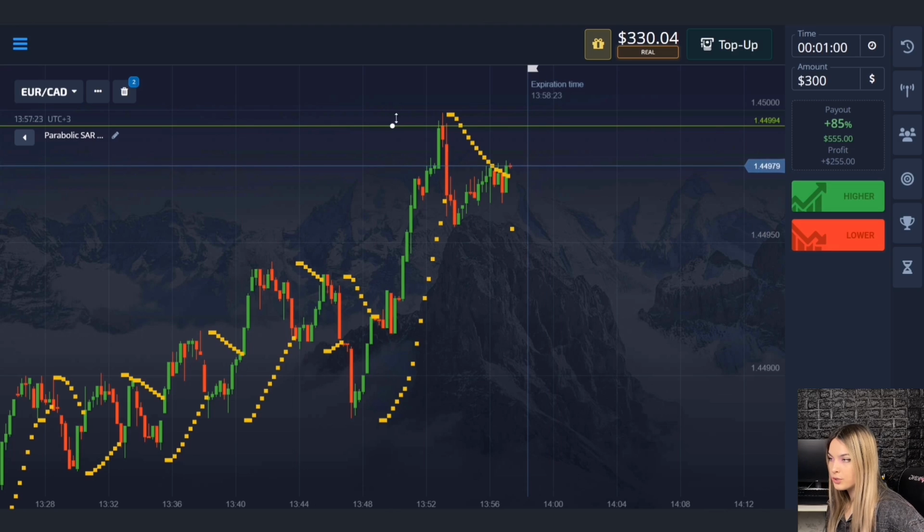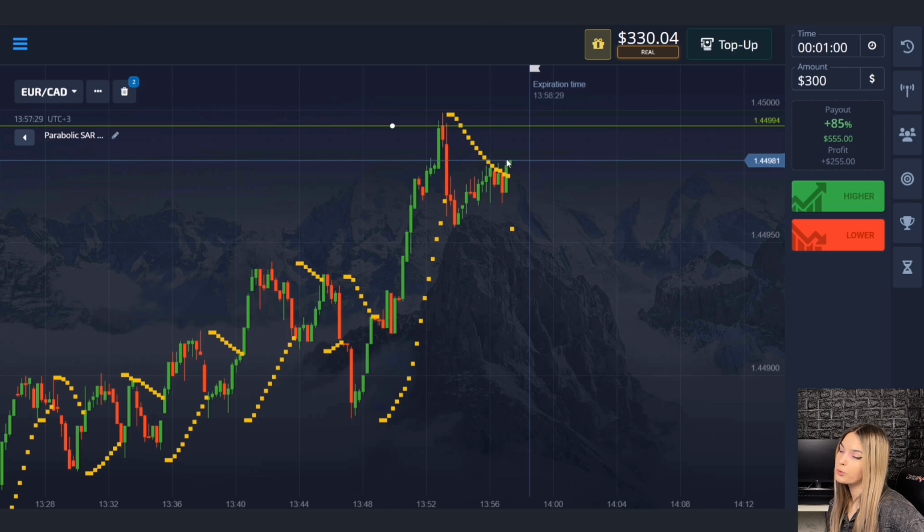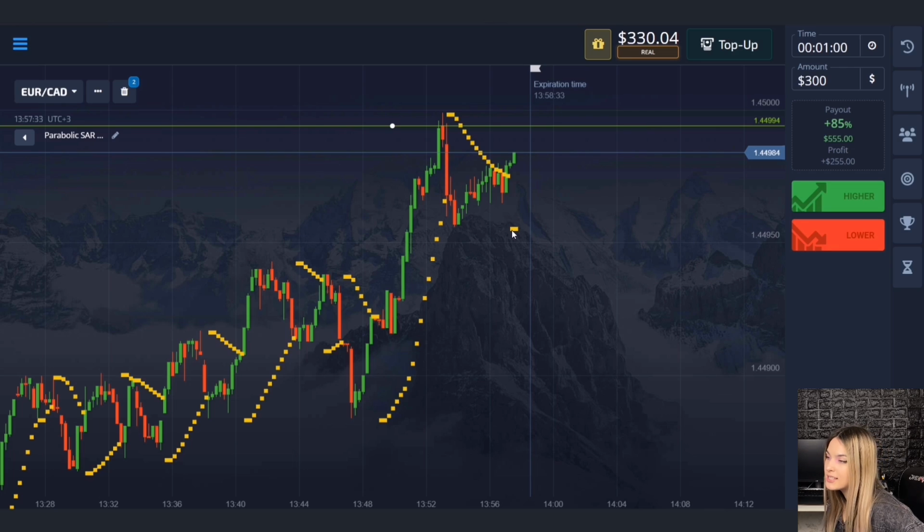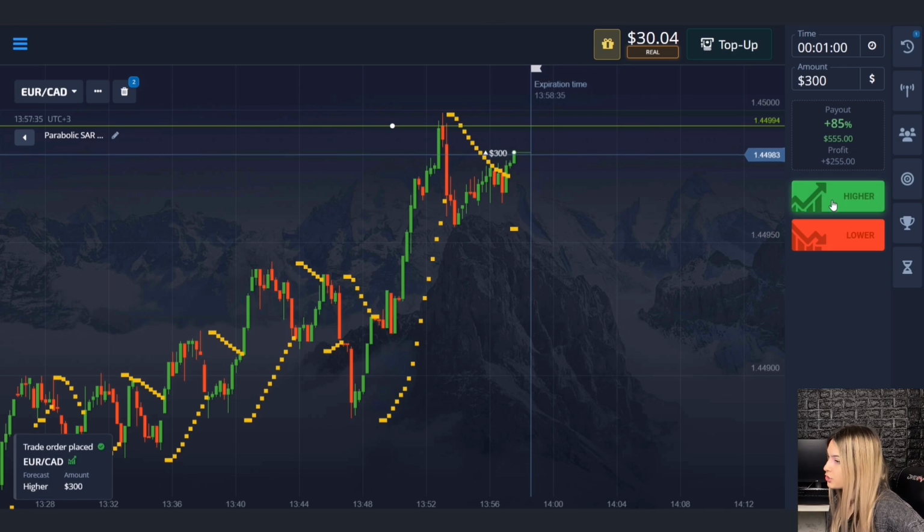Here at the top we also have a resistance level. After the first touch of the level there was a pullback down, and after the pullback the price is slowly but confidently approaching our level. Also at the same time yellow dots begin to form under the chart. We'll open a deal for 1 minute to go up.